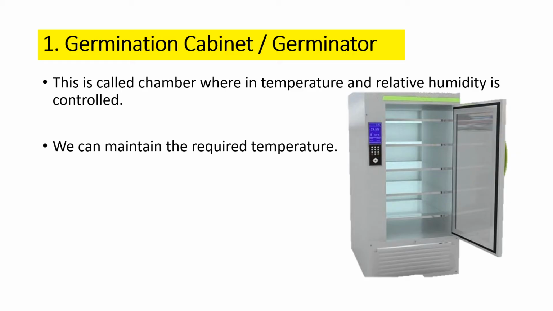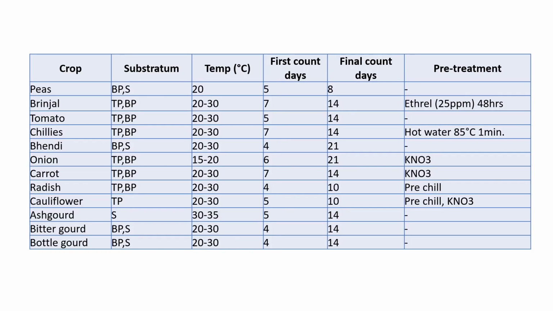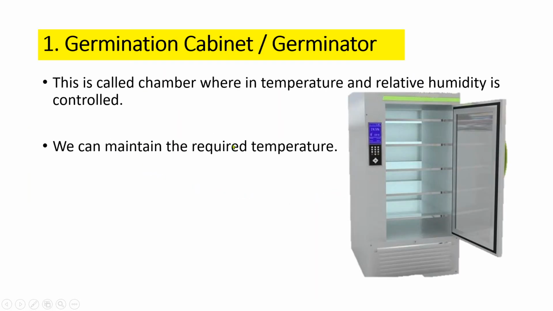So the first kind of germinating apparatus is the germinating cabinet, which is called a germination chamber, wherein temperature and relative humidity are controlled. Light is also controlled here, and we can maintain the required temperature. So what we have discussed previously, the temperature and also the other conditions favorable for growth and development, such as light and relative humidity, can be controlled in these chambers.